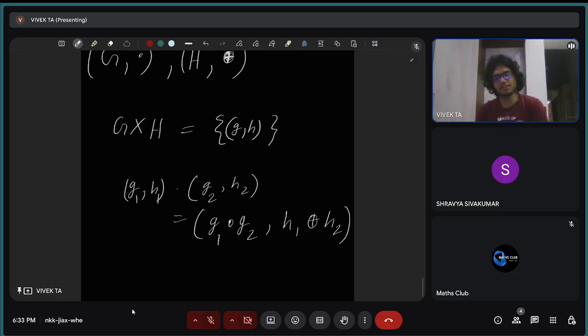Yeah. So essentially, it's kind of like adding two vectors. If you have two vectors, you can add them and they add up entry-wise. So similarly, you apply the group operations entry-wise. That's all.